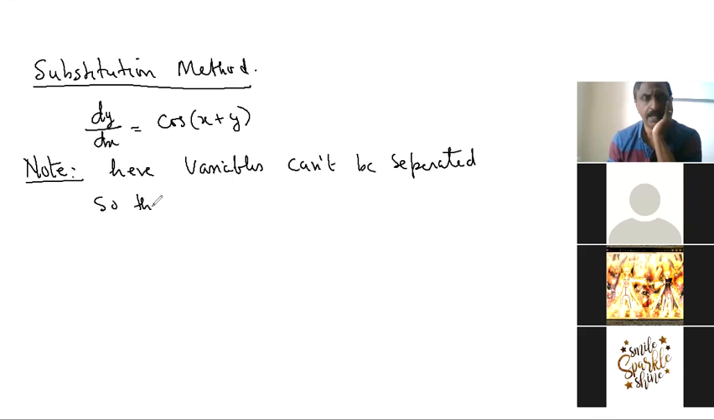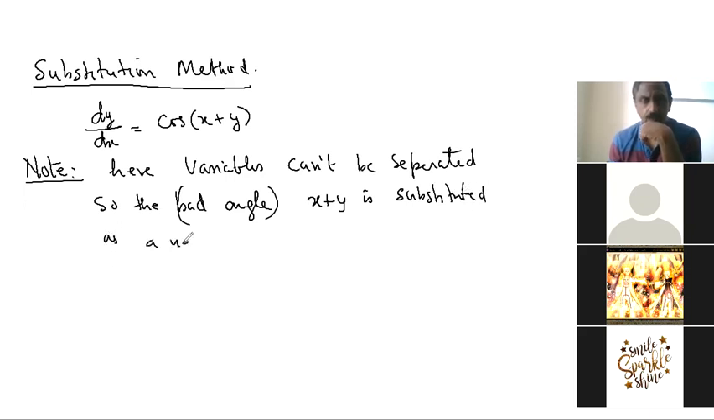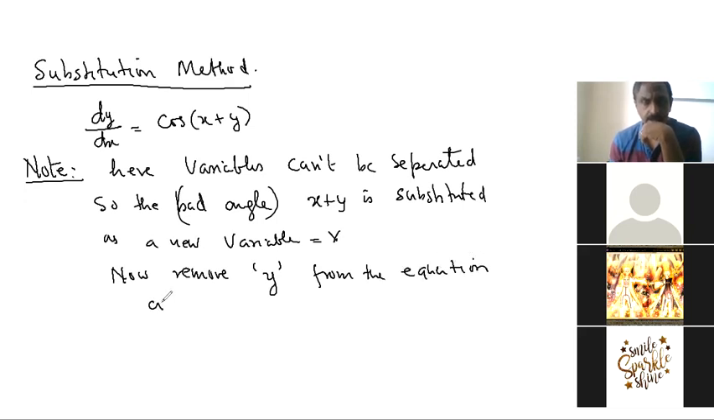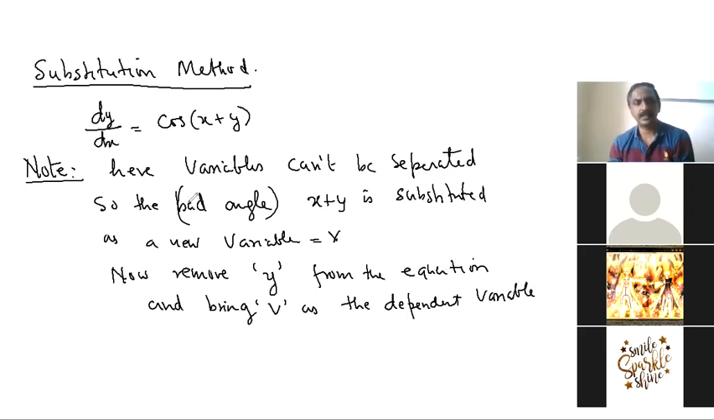So the bad angle x plus y is substituted as a new variable. We denote that variable by v. Now remove y from the equation and bring v as the dependent variable. This you don't write in the exam. This is your understanding.